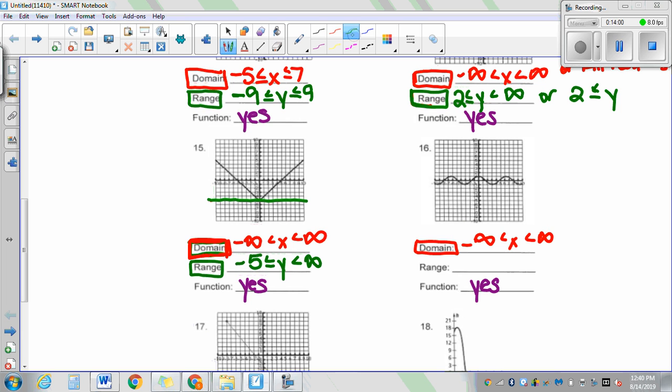For range, remember, range is bottom to top. And this one does have a bottom, right? It actually hits the bottom several times. It hits here and here and here and here, but that's okay. It never goes below that. So the lowest point it ever hits is -1.